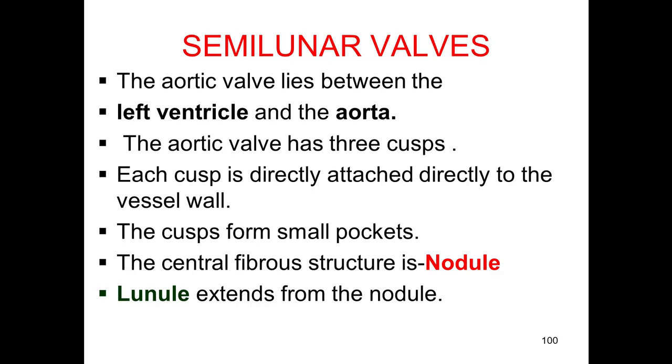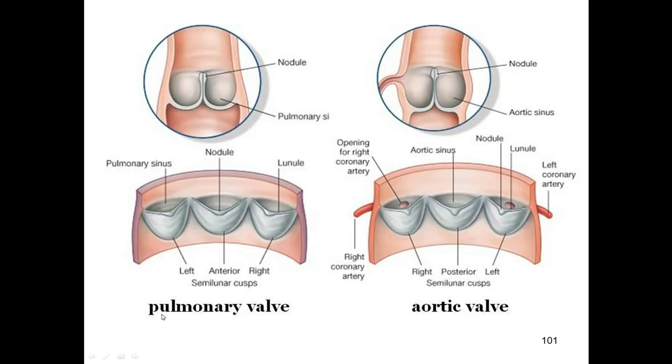Semilunar valves, this you should also know. There are two semilunar valves. Aortic valve first. It lies between the left ventricle and the aorta. It has three cusps, and each cusp is directly attached to the vessel wall, and the cusps form small pockets. The center part is known as nodule, and the line which extends from the nodule is known as the lunule. Nodule, lunule. Just have a look, no worries. So we talked about the aortic valve. The center point is the nodule, and what extends from the nodule is the lunule.